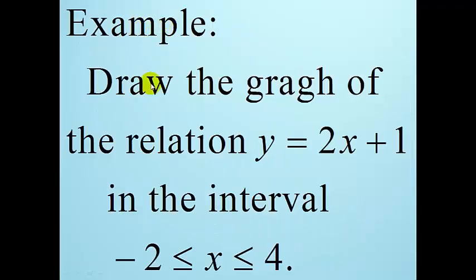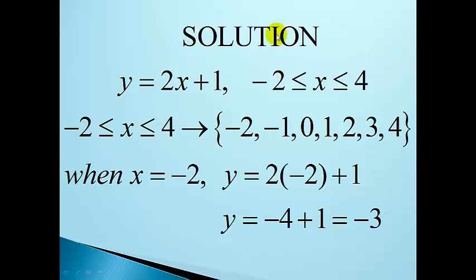Now example, draw the graph of the relation y equals 2x plus 1 in the interval -2 is less than or equal to x less than or equal to 4. You are supposed to draw the graph of the relation y equals 2x plus 1 in the interval -2 is less or equal to x less or equal to 4. Now let's look at the solution.